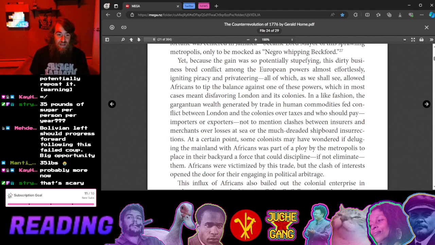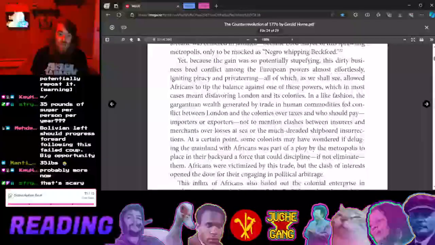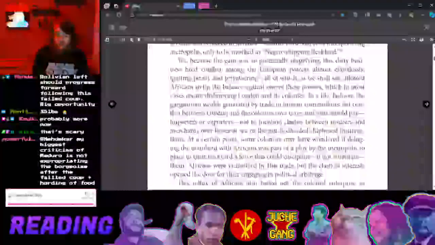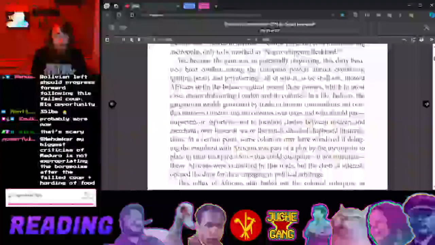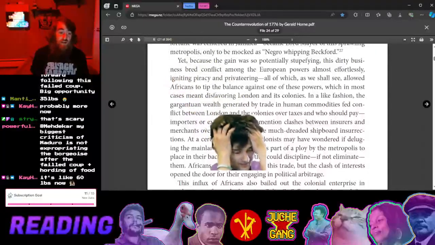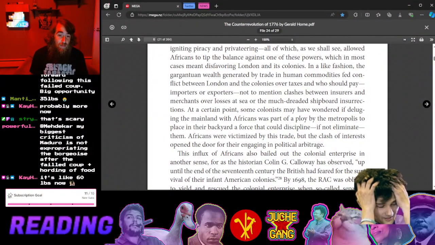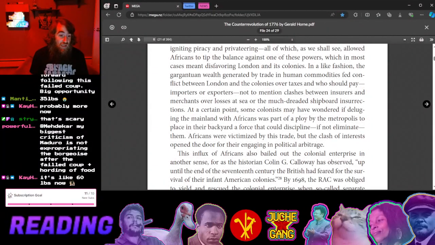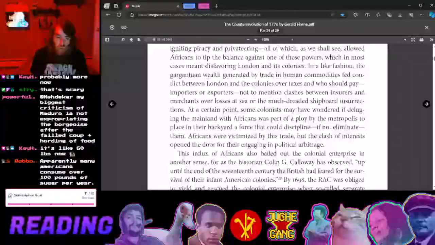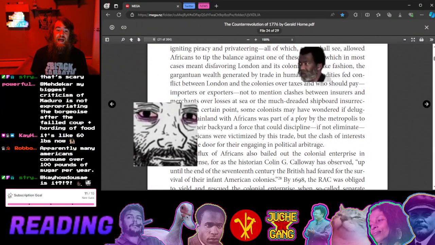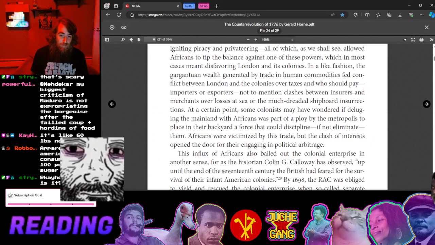In a like fashion, the gargantuan wealth generated by trade in human commodities fed conflict between London and the colonies over taxes and who should pay, importers or exporters, not to mention clashes between insurers and merchants over the loss at sea or the much dreaded shipboard insurrection. At a certain point, some colonists may have wondered if deluging the mainland with Africans was part of a ploy by the metropolis to place in their backyard a force that could discipline, if not eliminate them. Africans were victimized by this trade, but the clash of interest opened the door for their engaging in political arbitrage.